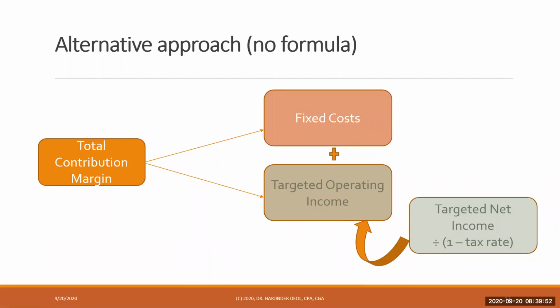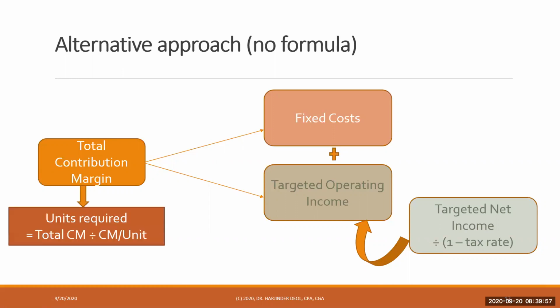If we divide this total contribution margin by the contribution margin per unit, we get the number of units that will be needed to achieve the desired outcome. Okay, so we will be looking at an example.